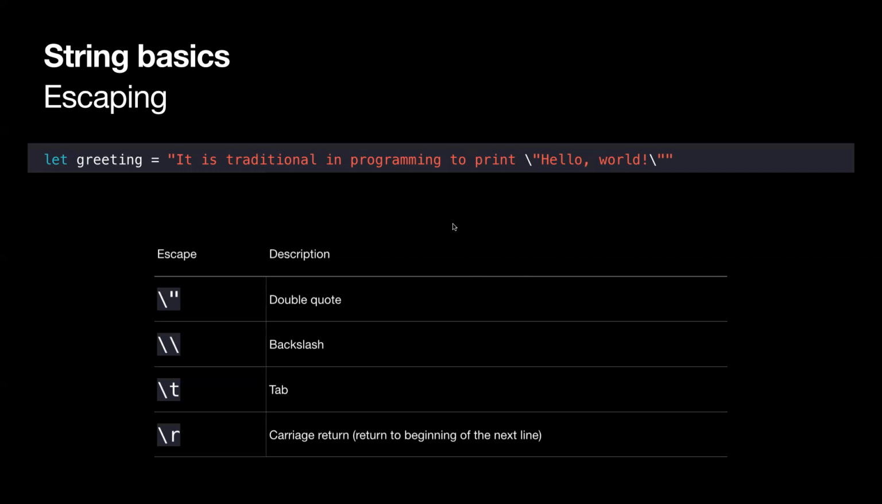Not only quotations, you can include a backslash as well. You can include a tab if you want. You can include a carriage return. I think there are others as well, and I know in other programming languages they exist.